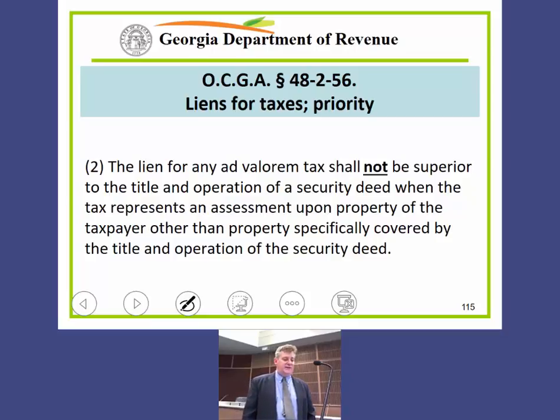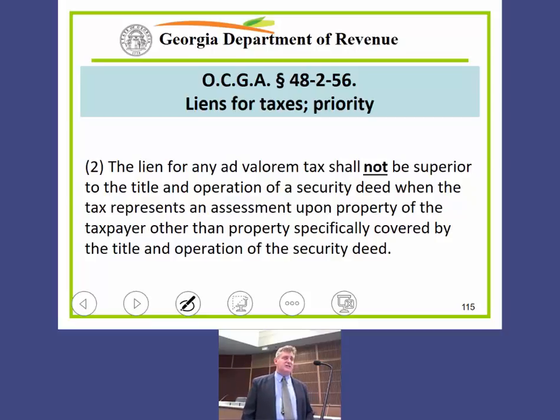Title 48-2-56, this is still another provision. The lien for any ad valorem tax shall not be superior to the title and operation of a security deed when the tax represents an assessment upon property of the taxpayer, other than the property specifically covered by the title and operation of the security deed. So that means if a taxpayer doesn't pay tax on his homestead property, his residence, your tax lien is superior to any security deed holder or mortgage holder on that property, okay?